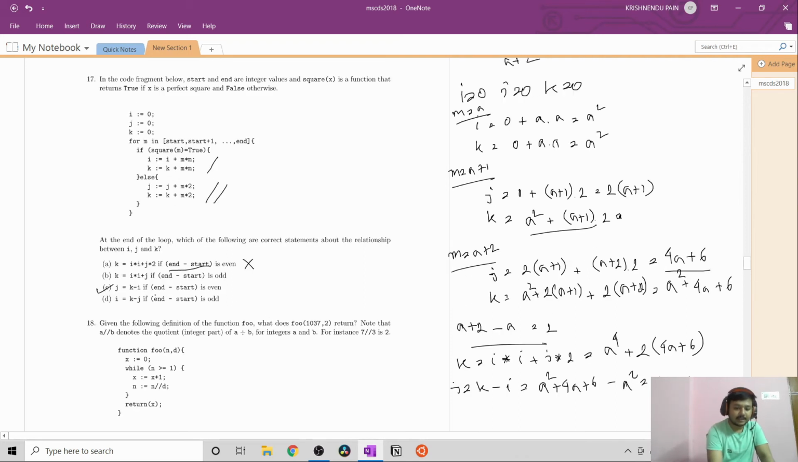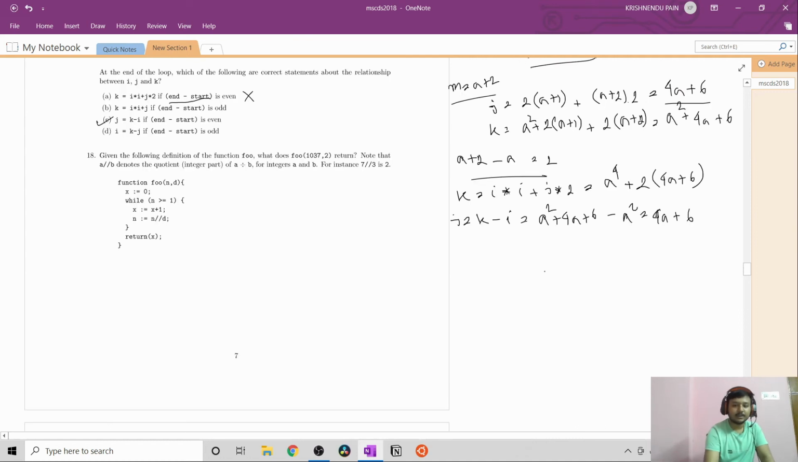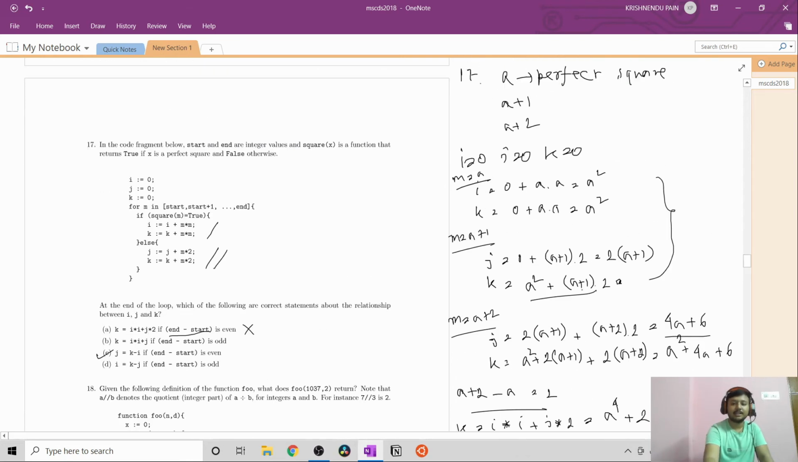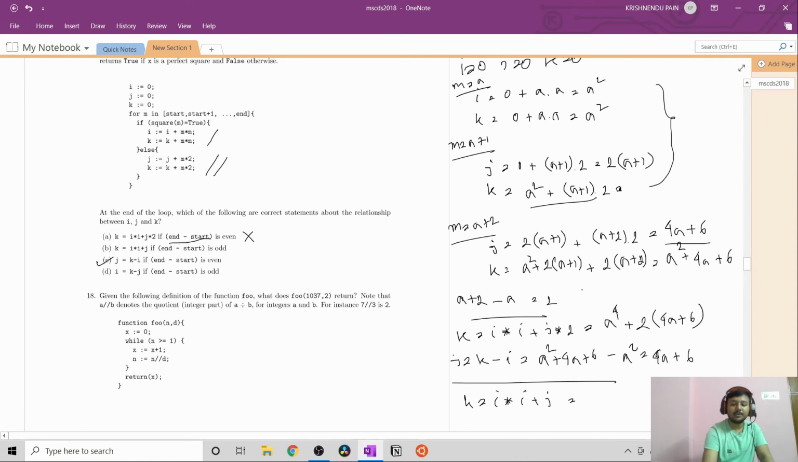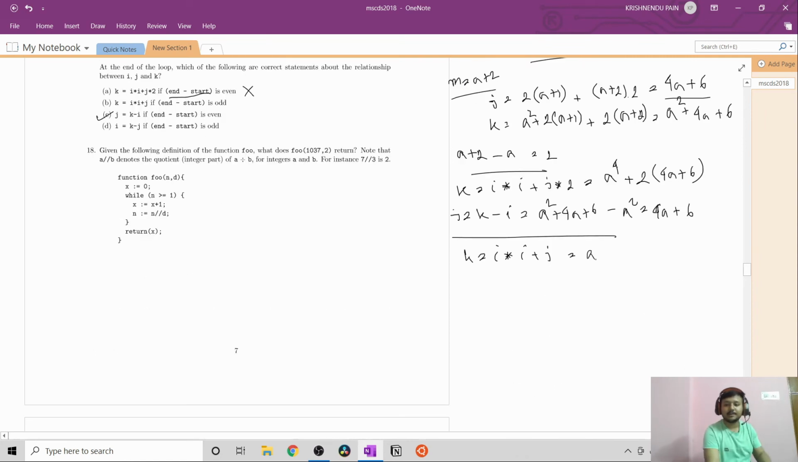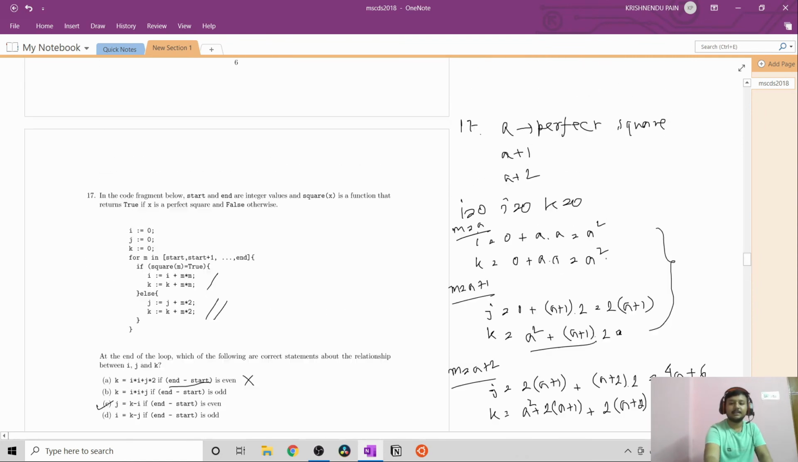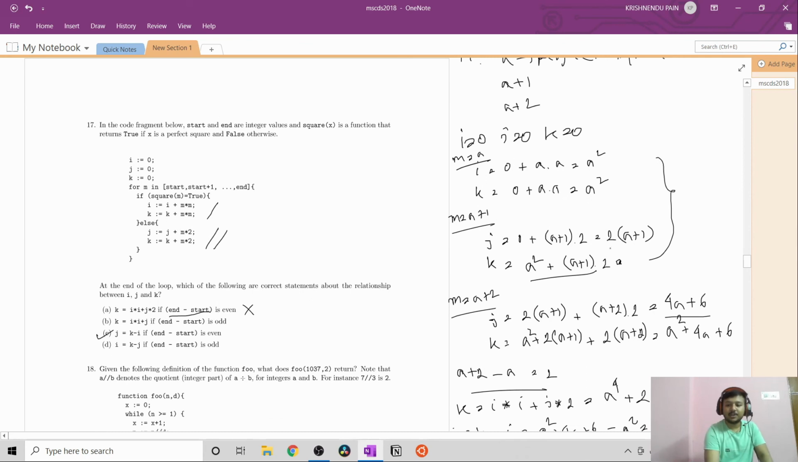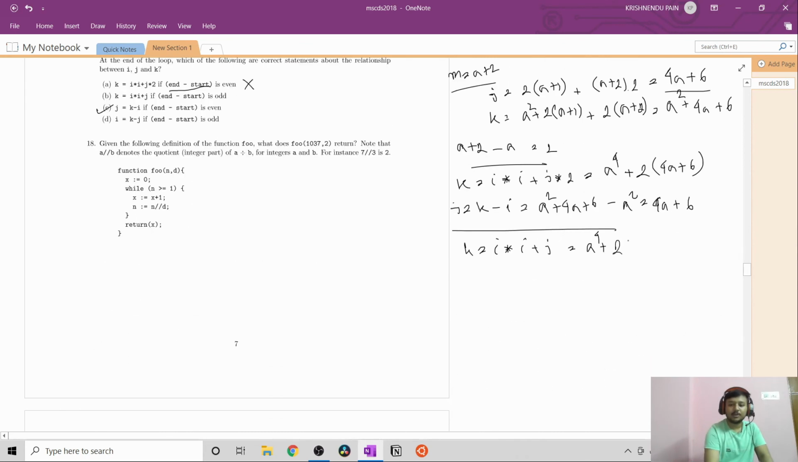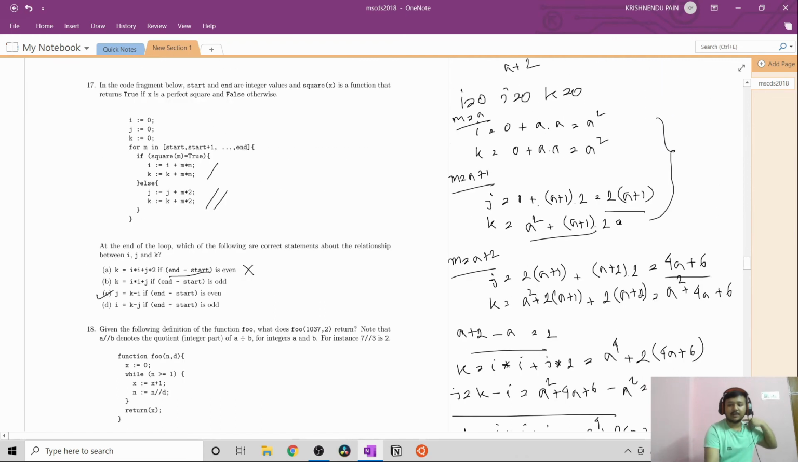To check this condition, if end minus start is odd, we are taking only these two, m equal to a and m equal to a plus 1. The first is given as k equal to i into i plus j if n minus start is odd. We are checking only for these two. Then i into i is a square, so i into i is a to the power 4 plus j. Here value of j is 2 into a plus 1, so we will write 2 into a plus 1. But here value of k is a square plus 2 into a plus 1. So again option B is wrong.